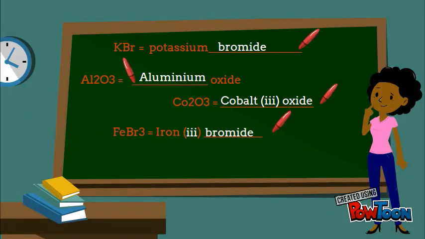The last question is a combination of nonmetal with nonmetal. So its name is dinitrogen pentoxide.